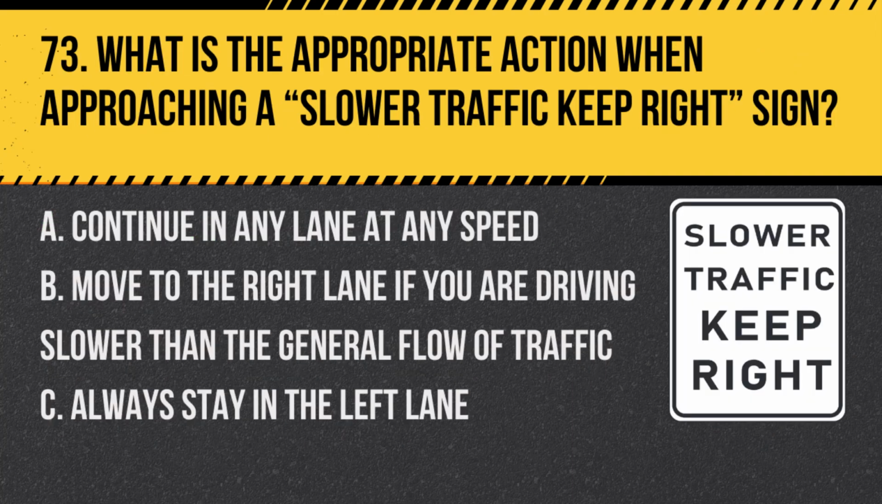Question 73. What is the appropriate action when approaching a slower traffic keep right sign? A. Continue in any lane at any speed. B. Move to the right lane if you are driving slower than the general flow of traffic. C. Always stay in the left lane. Answer: B. Move to the right lane if you are driving slower than the general flow of traffic. The sign indicates that slower moving traffic should keep to the right.